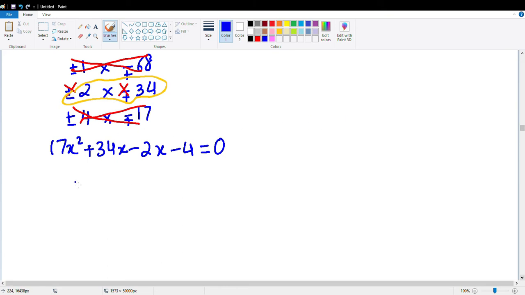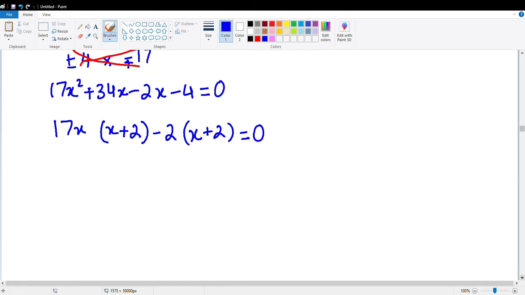And then now you can see that over here in the first two terms, we're going to take 17x common, because 17 is common, 17 ones are, 17 twos are, and x is common as well. So we'll get 17x common, and we'll get x plus 2. And in the last two, we're going to take minus 2 common, and we'll get x plus 2 equals 0. And from here, you can see that x plus 2 is common, so x plus 2 we're going to write, and we'll get 17x minus 2 inside equals 0.